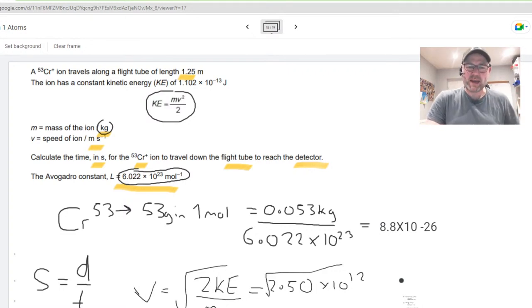158,257.576 meters per second. So I've got the speed, and I now need to do distance over the speed. Speed and velocity, we're just using as the same thing. 7.89 times 10 to the minus 7 is what I got. I'm the one who's probably mashed something up. 7.9 times 10 to the minus 7.